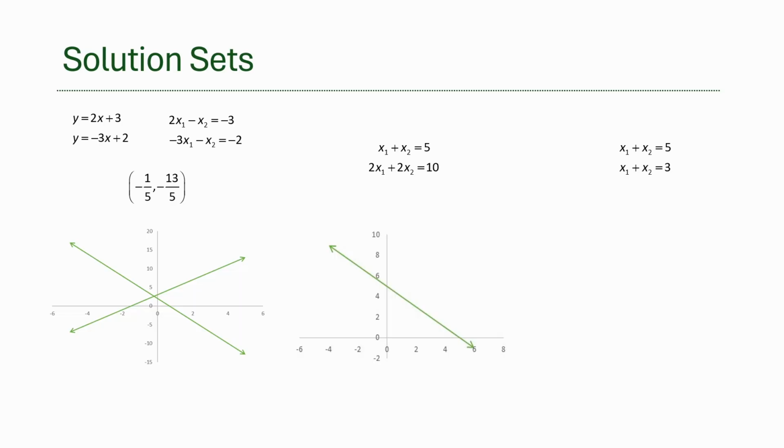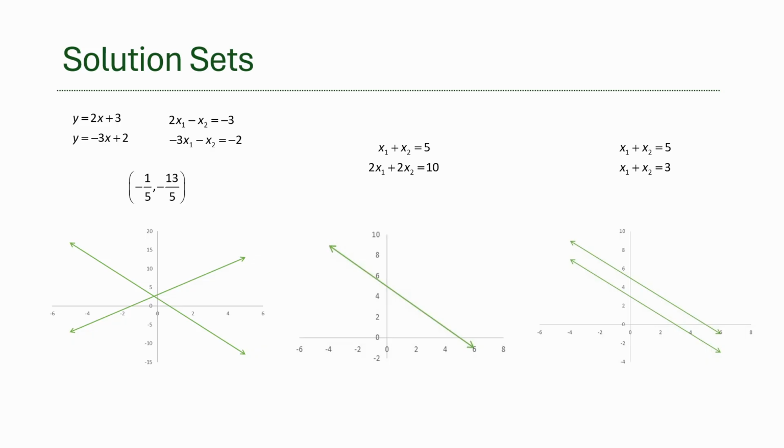If you look and you remember back to your college algebra class, these two lines are going to have the same slope and different y-intercepts, which means that the lines are parallel. So in this situation, we have no solutions. The two lines never cross.